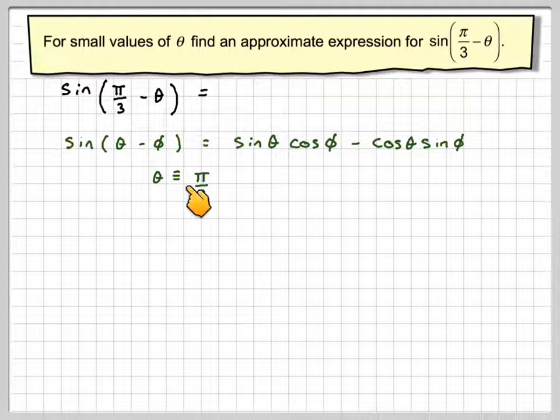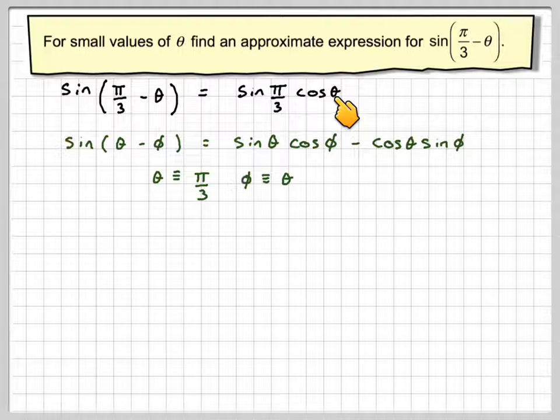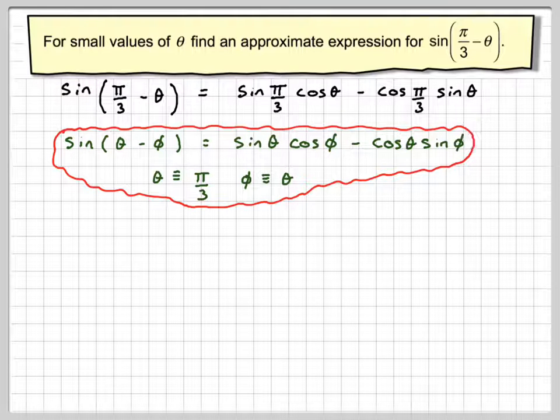And therefore theta will be equivalent to pi by 3, and phi will be equivalent to theta. So that's going to be sine of pi by 3 cos theta minus cos pi by 3 sine theta. Right, the sine of pi by 3, that's sine 60, so that's root 3 over 2 cos theta, and then cos of pi by 3 is a half, so it's going to be minus a half of sine theta.